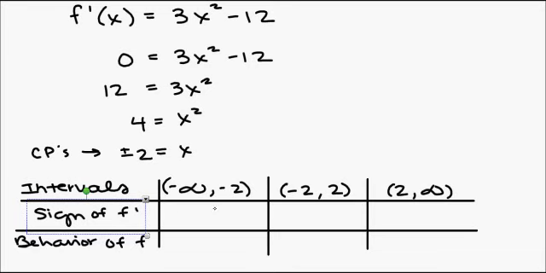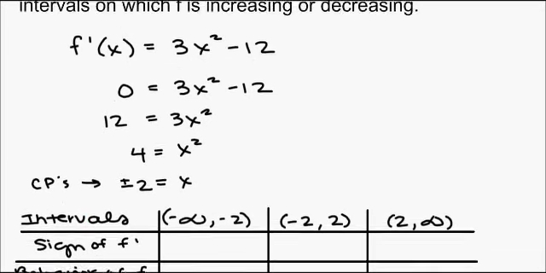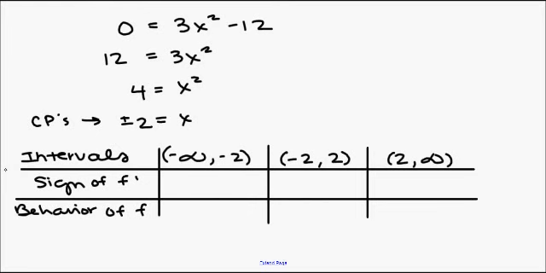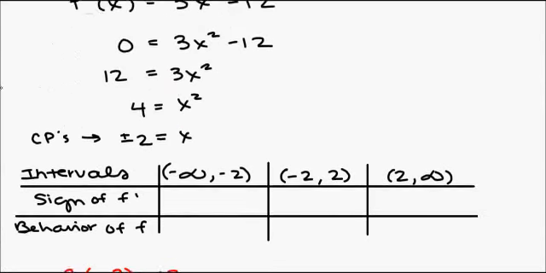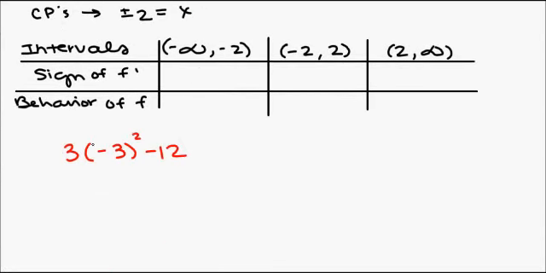What is the sign of f prime in my first interval? Well, let's find out. I know that f prime is 3x minus 12. If I plug in a negative 3 that's in this interval, I have 3, x is negative 3, oh, not squared, 3x squared minus 12. Oh, it was squared. Okay. So I get negative 3 squared is 9 times 3 is 27 minus 12. I get 15. So this is a positive number.